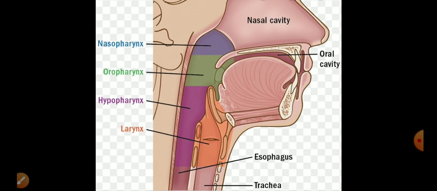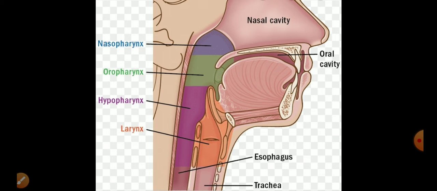Now, what is the pharynx? The pharynx is a funnel-shaped fibromuscular tube extending from the base of the skull to the esophagus. So it is a fibromuscular tube, funnel-shaped, and extending from the base of the skull to the esophagus. It is completely surrounded by mucous membrane. So the pharynx acts as a common channel, as we all know from before. It acts as a common channel for food and air, right?